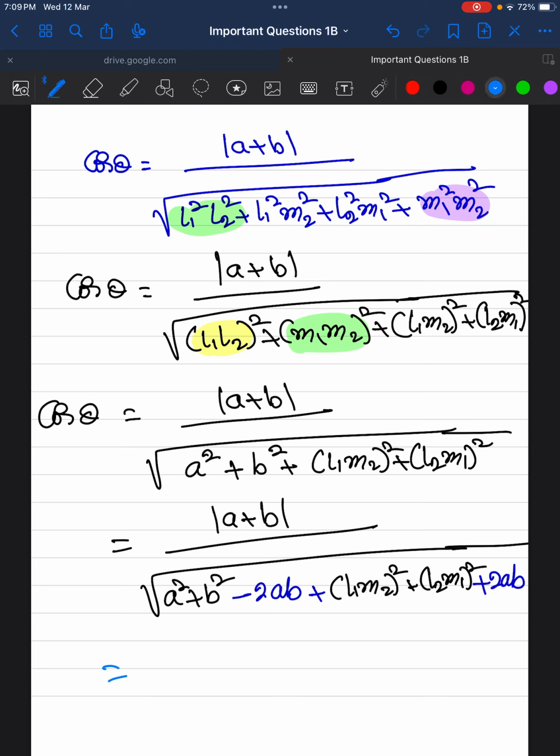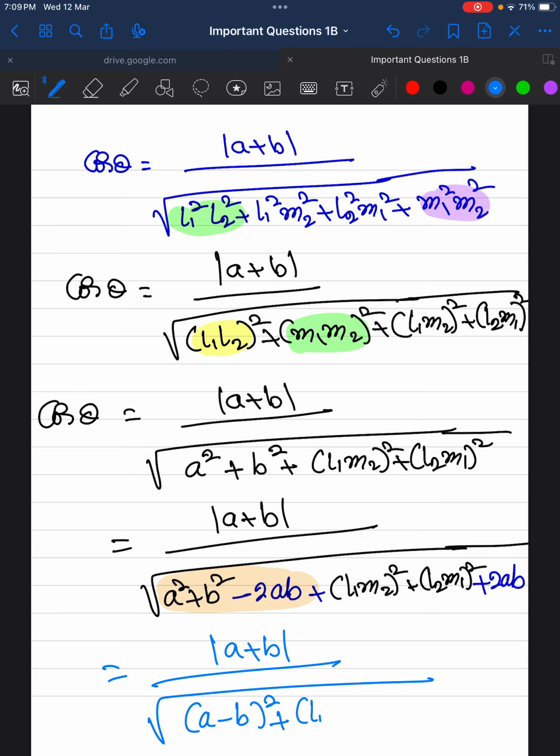What we are getting? Modulus of A plus B by under root of first three terms. This is A square plus B square minus 2AB, nothing but A minus B whole square, plus L1 M2 whole square plus L2 M1 whole square plus 2AB, plus 2 into L1 L2 M1 M2. Here also if you observe these terms, again in the form of A square plus B square plus 2AB only. So again this can be written as A plus B whole square. So L1 M2 plus L2 M1 whole square it will become.